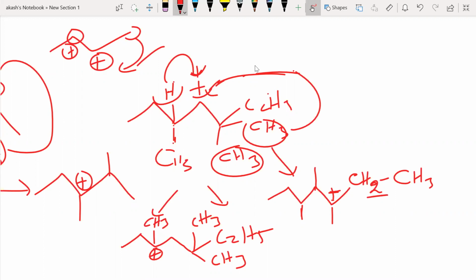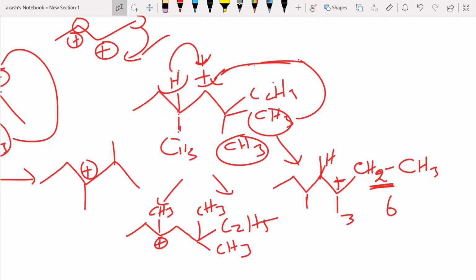So there are two alpha hydrogens. Here there is CH3, so there is 3 plus 2, 5. And I think this carbon atom has a hydrogen here, right? Isn't it? 1, 2, 3, 4. Yeah, there is a hydrogen atom here. So totally 1, 2, 3, 4, 5, 6 hyperconjugating structures for this particular carbocation, right?